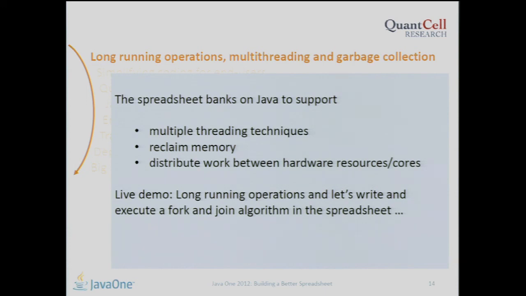Because of how we use Java and the JVM, and are using a spreadsheet-based IDE, the applications created by the end user in this system are multi-threaded by default. And the user can also use Java concurrency and other technologies to distribute the work on the available hardware that the user has access to. And I want to show you examples. First, I want to show you an example of what we mean by multi-threaded by default, and then I want to show you a fork and join algorithm implemented in this system.